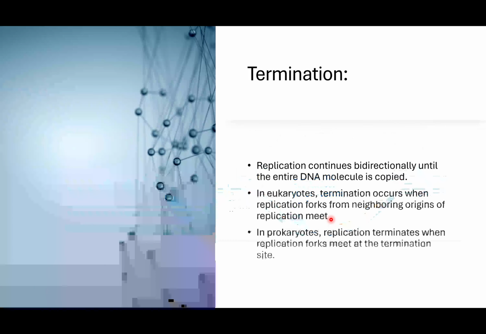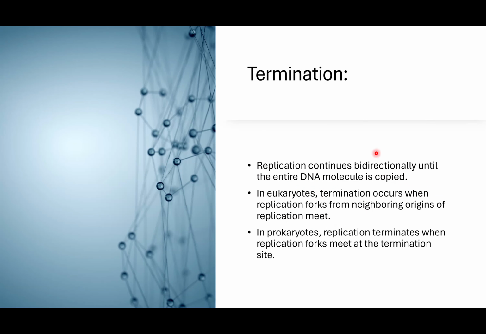Okay. For termination, replication continues bidirectionally, in two directions, with the leading strand and then the lagging strand, until the DNA molecule is copied. In eukaryotes, termination occurs when the replication forks from neighboring origins of replication meet. And in prokaryotes, replication terminates when the replication fork meets the termination site.